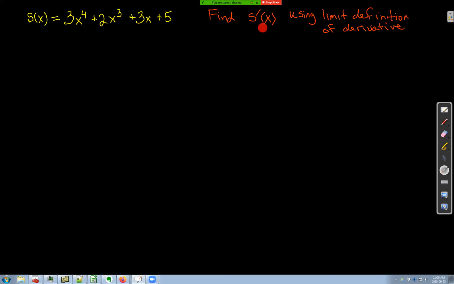and we want to find the derivative of s, and we want to use the limit definition of the derivative to do that. So before we do that, I want to review, the algebra is going to get really heavy in this problem. And so before we actually start doing the problem, I just want to review a few algebraic facts.